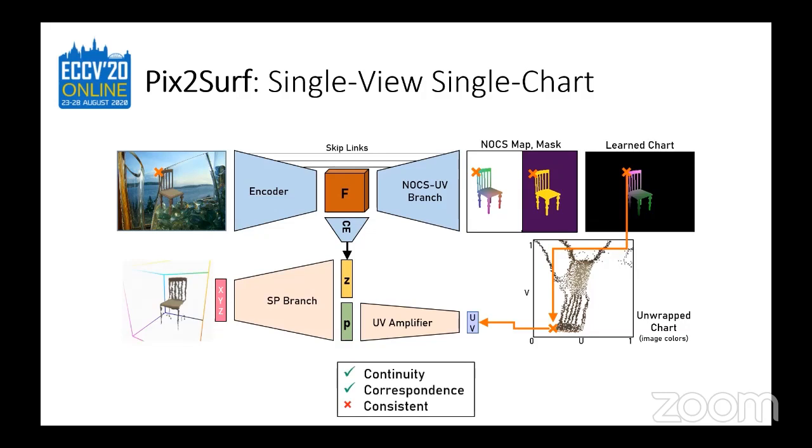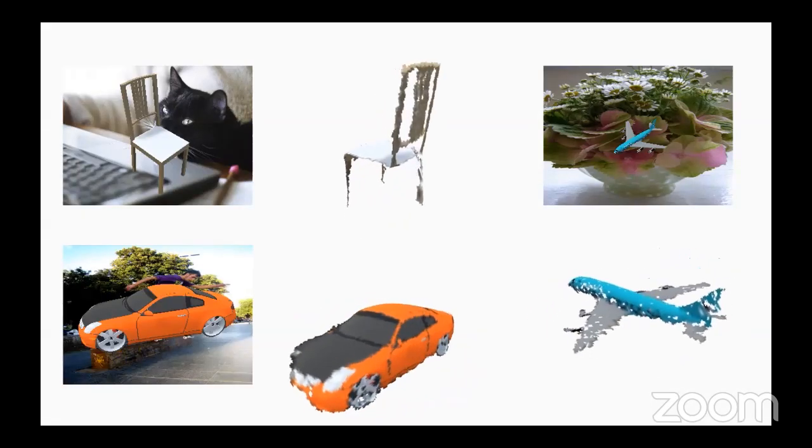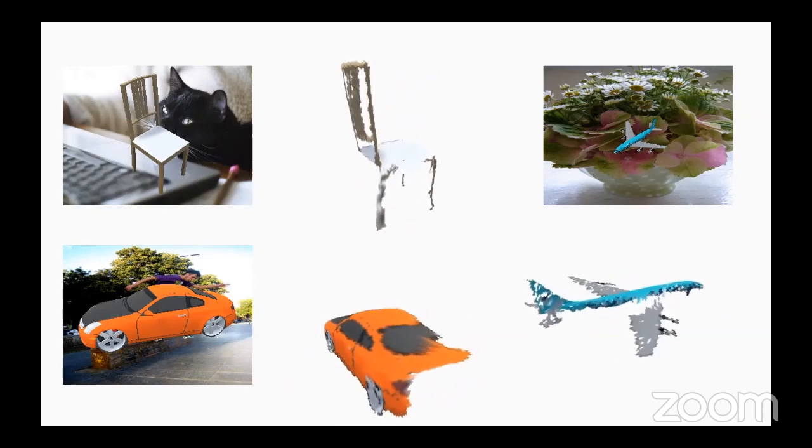The 3D surface generated by our approach is continuous, and 2D image pixels are in exact correspondence with the 3D surface. This allows us to transport texture information directly from the image. Here we show some results from our single view, single chart approach.